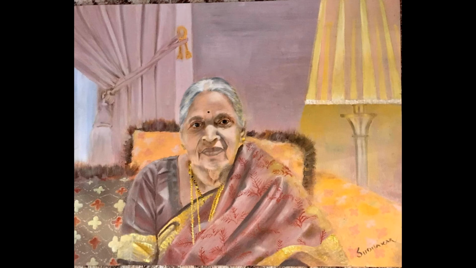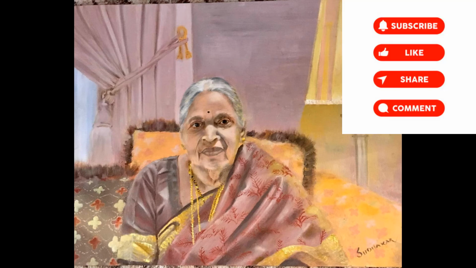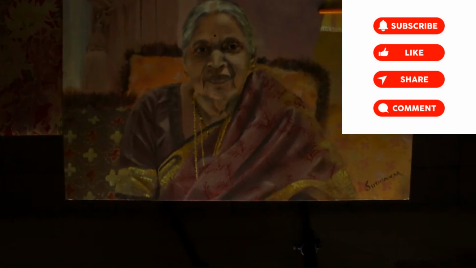This is the second portrait I mentioned. This is the portrait of one of my best friends, his late mother. I made it as a gift for him. Right, now here's the second painting I talked about.